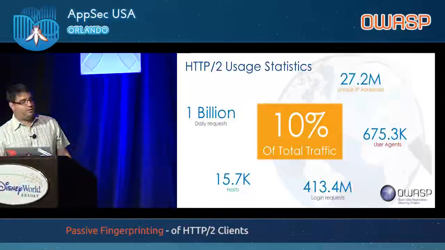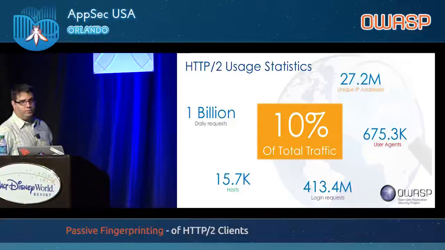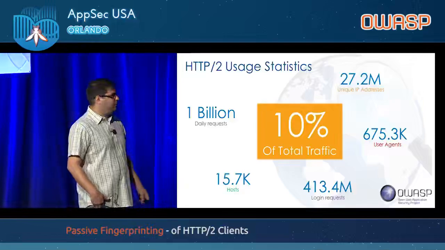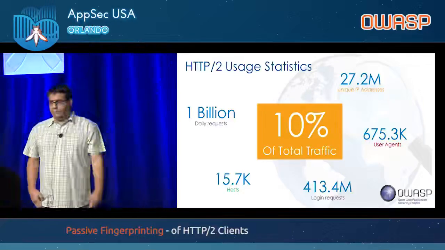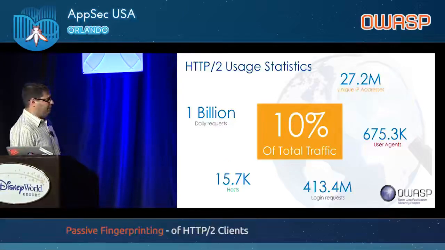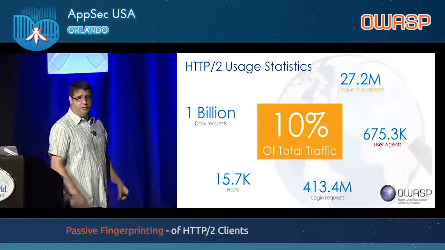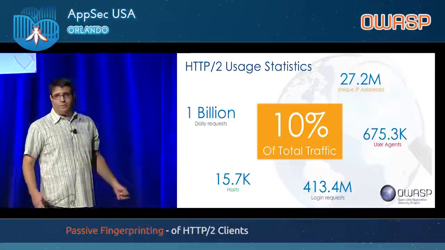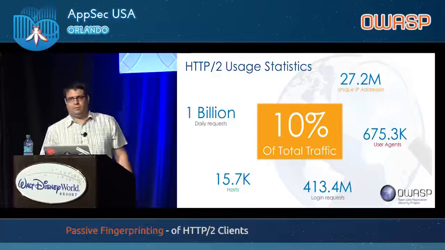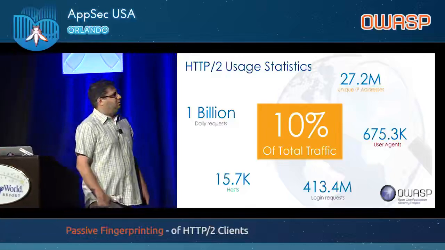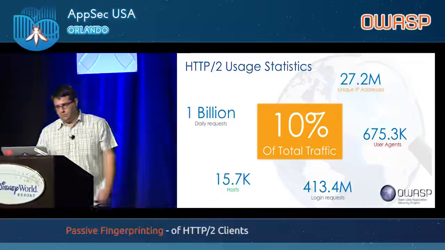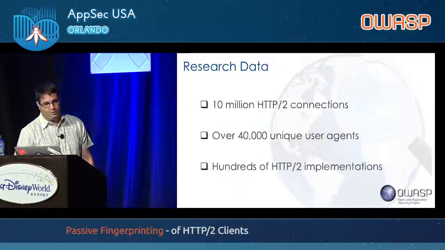Some usage statistics. We see about 1 billion HTTP2 requests daily across 15,000 hosts, almost 16,000, sorry, and 27 million IPs using it. It's quite a lot of traffic. It's not a huge amount, but if we look at the ratios on the platform, approximately 10% of total traffic on the platform is HTTP2. I've seen the last stats that were published, I can't remember the source, talking about 17% on the wide internet, but this is what we see.